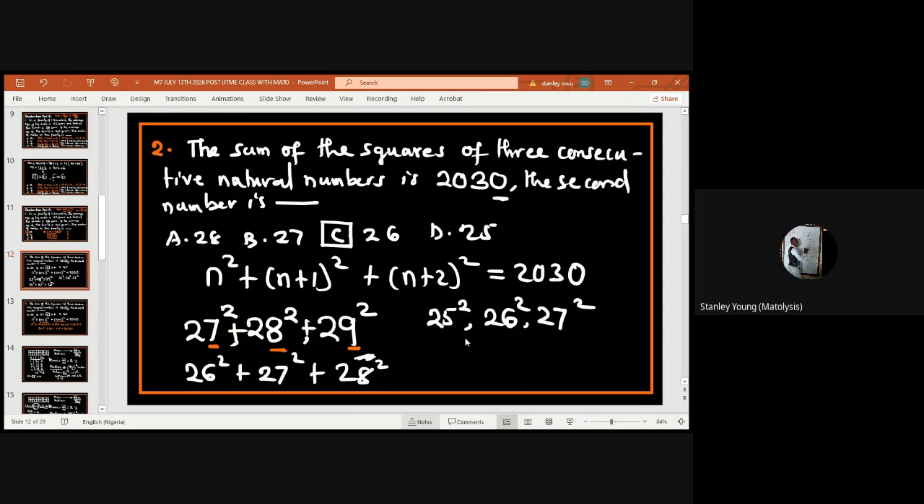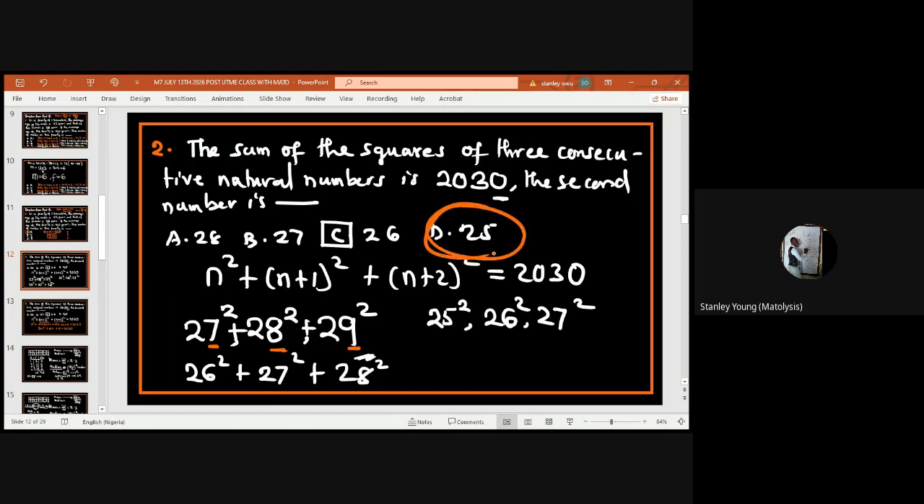26. If the center number is 26 square, then to the left we have 25 square and to the right 27 square. 5 square, 25, ending in 5. 6 square, 36, ending in 6. 7 square, 49, ending in 9. If you add this up, you're going to have 11 plus 9, which is 20, ending in 0. That is the answer, because we need something ending in 0.